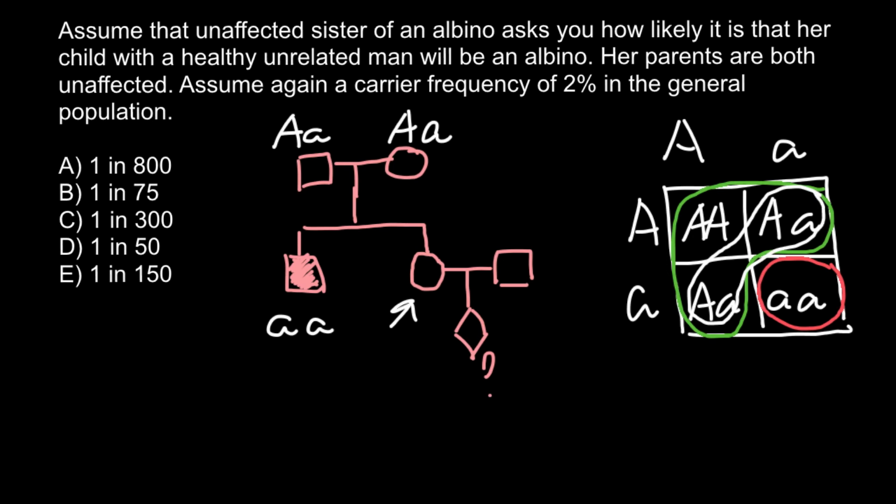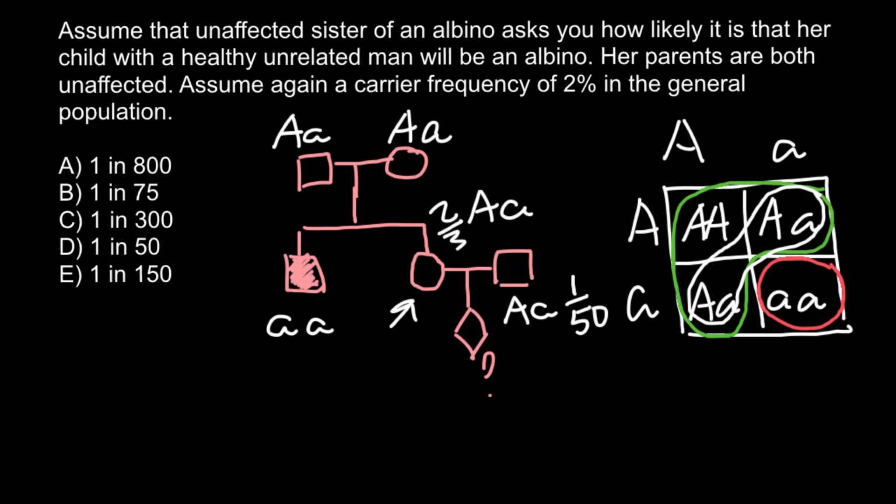We know that she belongs to this phenotype, and her probability to be heterozygous or a carrier would be 2 out of 3, not 2 out of 4, because we know that she is unaffected. So 2/3 is her probability of being a carrier, so to be capital A and small a. And the probability for her husband to be a carrier, or to have genotype capital A small a, would be 1 out of 50, or 2%. We can also say 2 over 100 or 1 over 50, which is the same 2%.